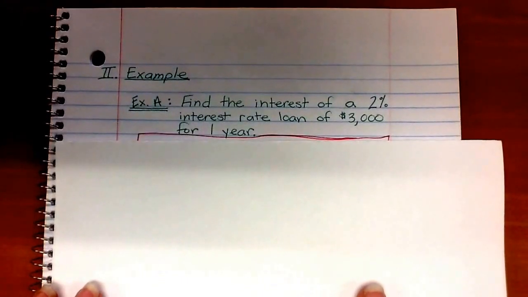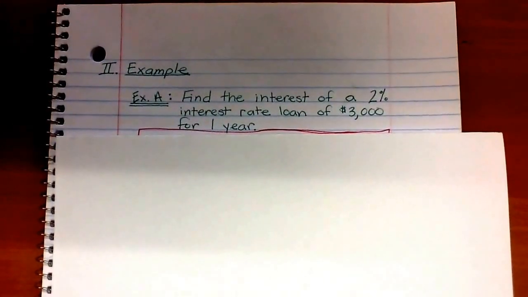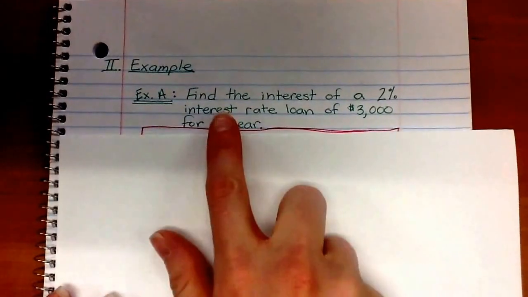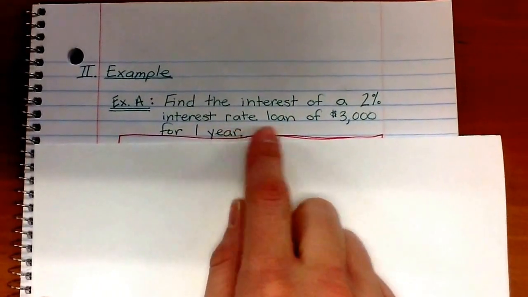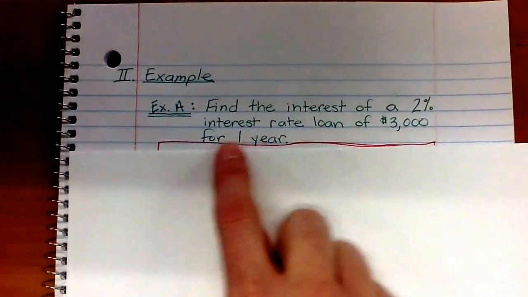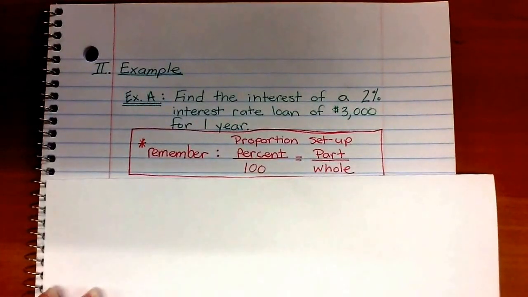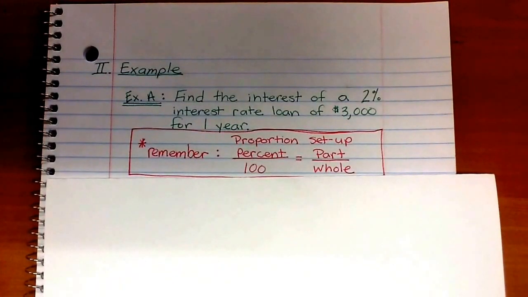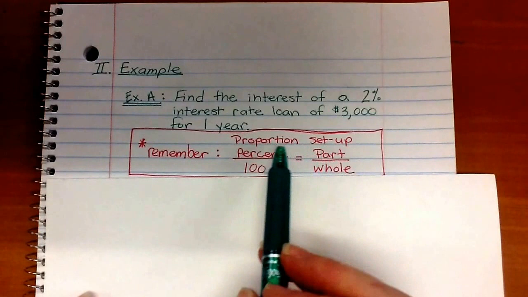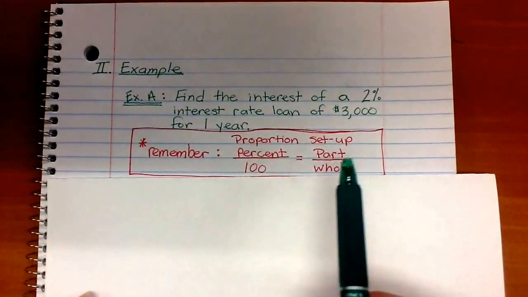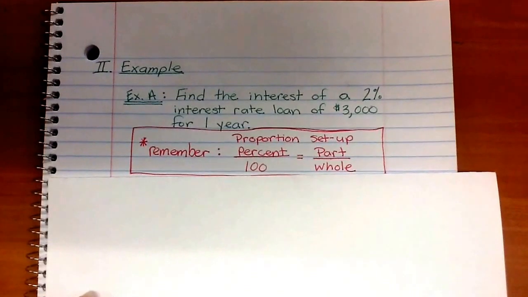So now that we have our important vocabulary for this lesson, we're going to look at an example of what do you do when you come across this. And so our example for today is going to be this scenario. And it wants us to find the interest of a 2% interest rate loan of $3,000 for a year. Now, yesterday we talked about proportions, and that proportions are essentially equivalent ratios. And if we can break apart the information that we're given with the proportion setup with percent, with our part to our percent and whole, then we can fill this in.